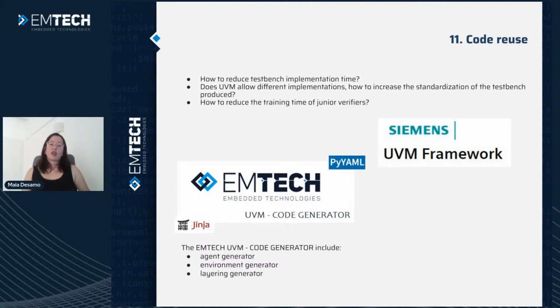In our case, we have a UVM code generator, which is using PyYAML and Jinja. And today we have an agent generator, an environment generator, and a layering generator. In our experience, the most used was the layering generator, for the nature of some projects we already have. That allows us to increase a lot the performance of the verification team.